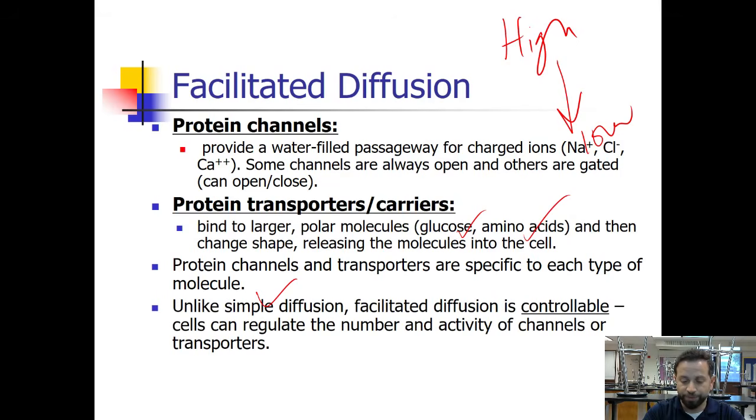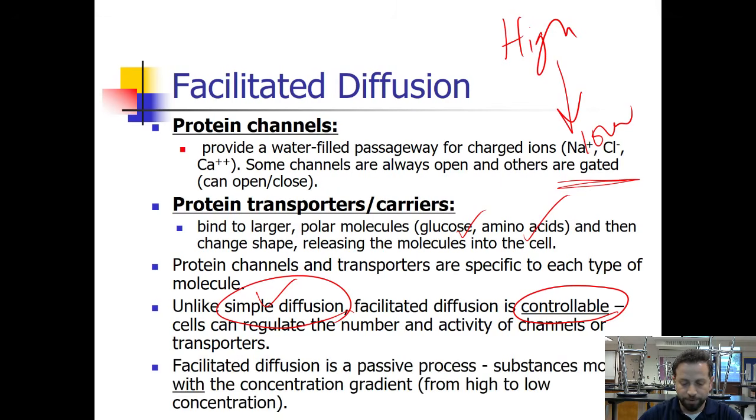Something really important to note is that facilitated diffusion is actually controllable. So in simple diffusion, things just happen to go from an area of high concentration to low concentration. In facilitated diffusion, we can actually regulate the number and the activity of the channels or transporters. So if you go back to this gated action right here, it's possible to control them and not allow things to go through the membrane. And it's important to know it's a passive process. Okay, they're going from high to low, and that's one of the things that we talked about.